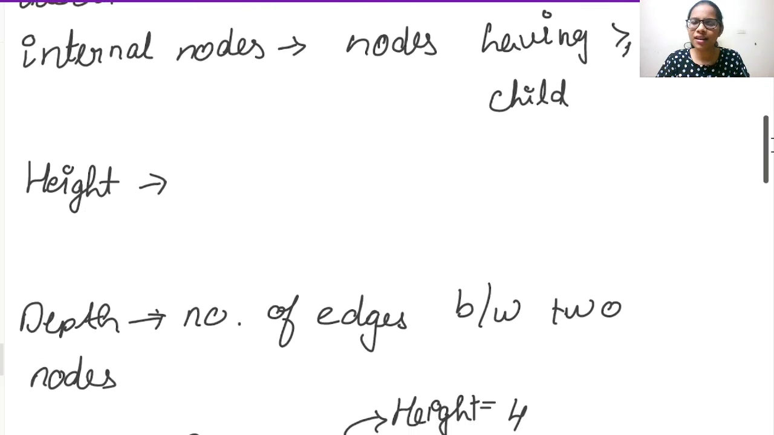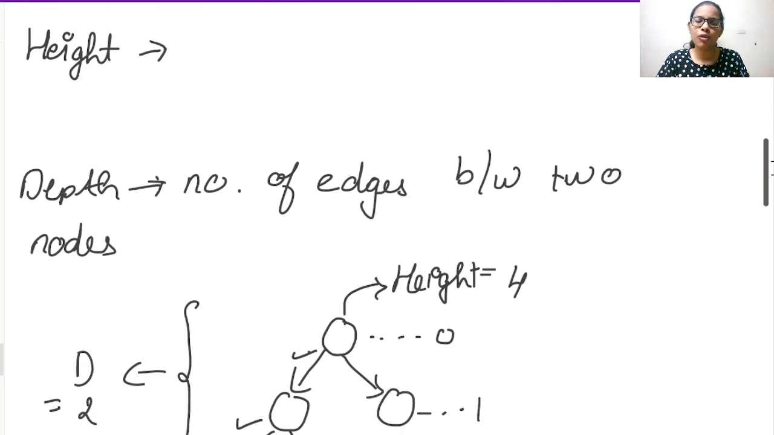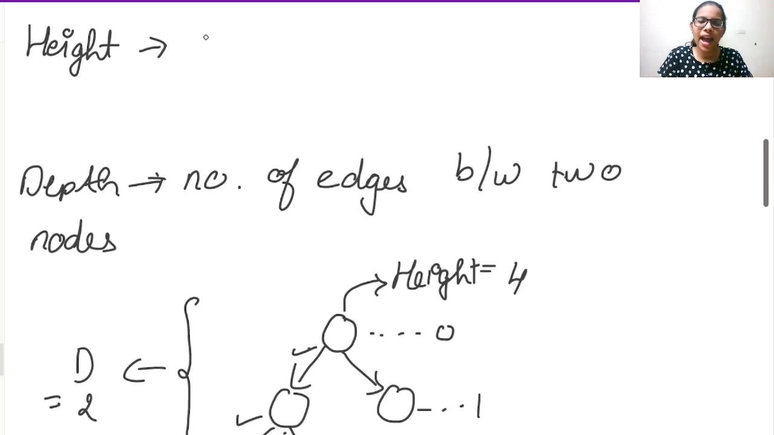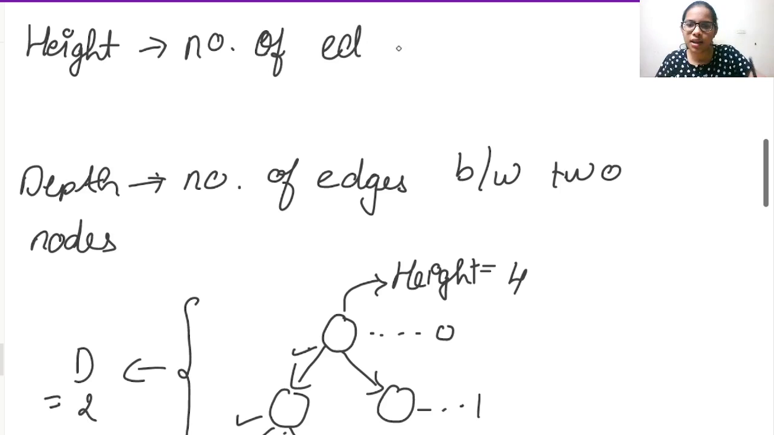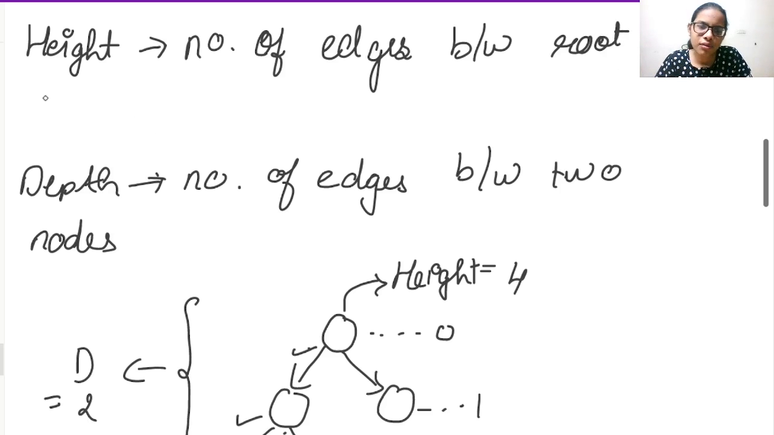Now what are internal nodes? Internal nodes are nodes having at least one child. And the height over here is the number of edges between the node under consideration, root, and the deepest node. Over here I am considering root, it can be any node.